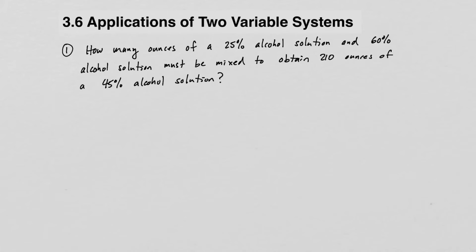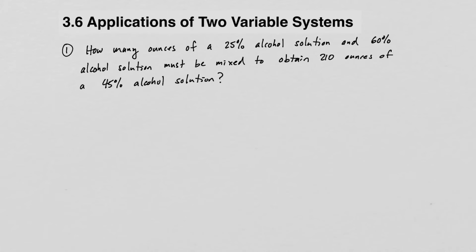This one is what we call a mixture problem, and it asks how many ounces of a 25% alcohol solution and 60% alcohol solution must be mixed to obtain 210 ounces of a 45% alcohol solution. So in this mixture problem, you have two different types of mixtures, and they are being mixed together to form a third solution. Each one of these mixtures has a concentration of alcohol, it has a quantity of how many ounces you are mixing, and then it also has the pure alcohol in each mixture.